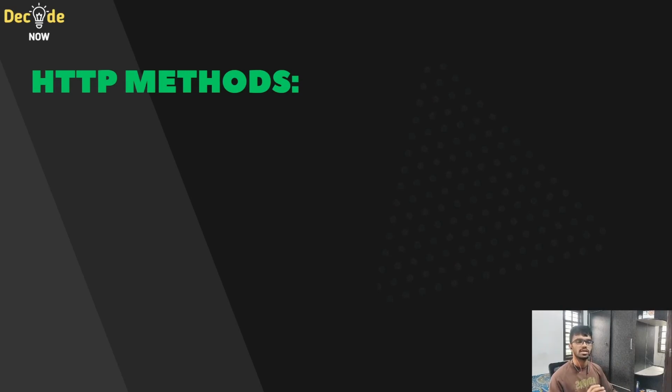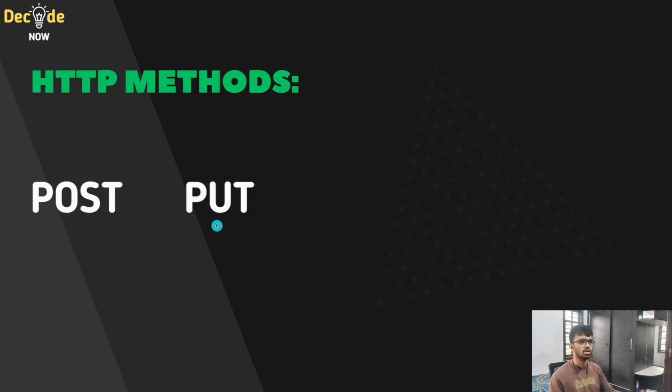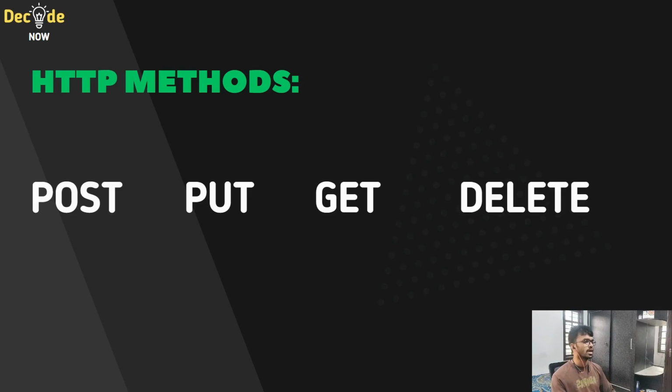In order to create or add new data, we use something called the POST HTTP method. Using this POST method, we can create new data or add new data. And then we have something called PUT. Using this PUT, we can modify or update data in our database. Then we have something called GET. Suppose there is data already existing in our database and we want to retrieve those details. Then we use this GET HTTP method. Next we have the DELETE HTTP method. As the name itself suggests, if we want to delete a particular data or resource, then we use this DELETE method. Then we have something called PATCH.